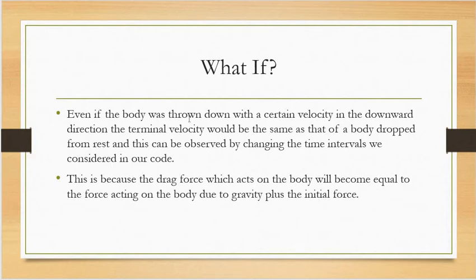Even if the ball was thrown down with a certain velocity in the downward direction, the terminal velocity would be the same as that of a drop from rest. And this is very clear from our code. We can add in an initial velocity which is a bit higher than the one that we took into consideration, and we can observe that the terminal velocity will be the same in both the cases.